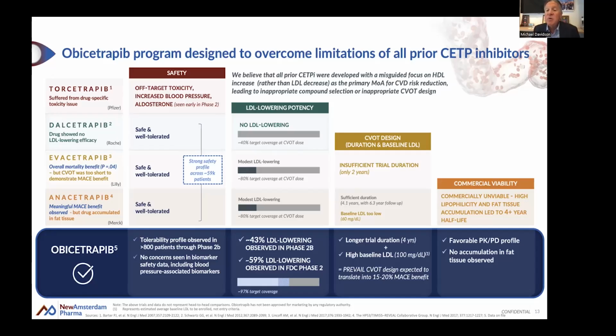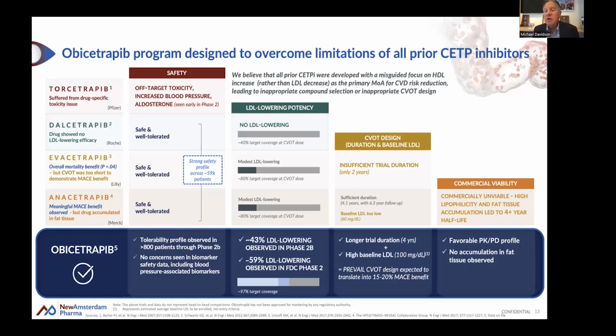But it did have a total mortality reduction that was significant. 0.04 was the total mortality reduction. So it was, again, very safe. But unfortunately, because it was based on HDL raising and not appreciating that the LDL lowering was not really as good as we thought, that it was way too short a trial. It was only 2 years trial with a relatively low baseline LDL.